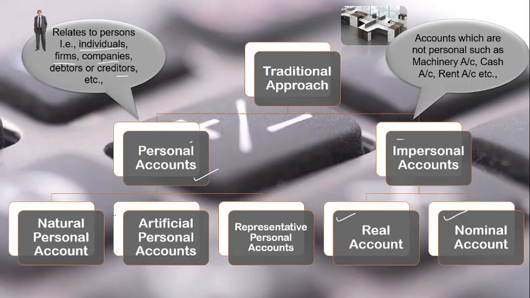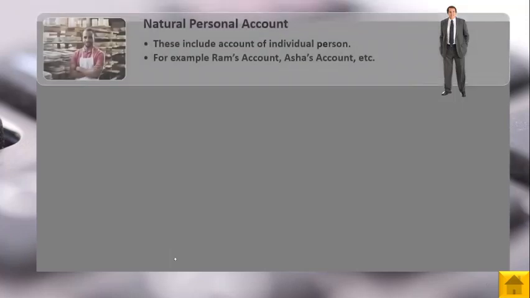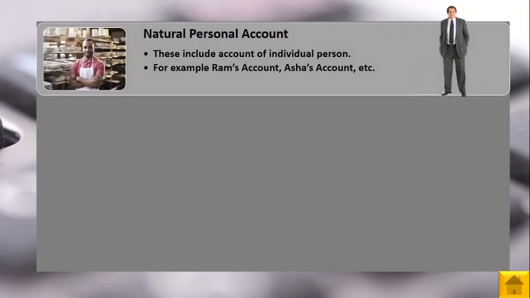Let's understand the types of personal account. As I said, a personal account is related with an individual's name or a firm's name or a group of persons, so that way it is divided. One is the natural personal account, which is related with the name of the person, natural.